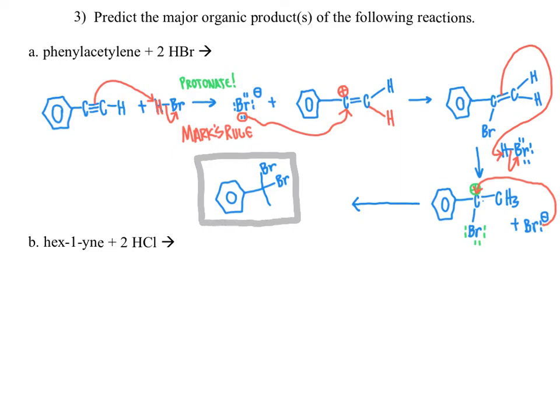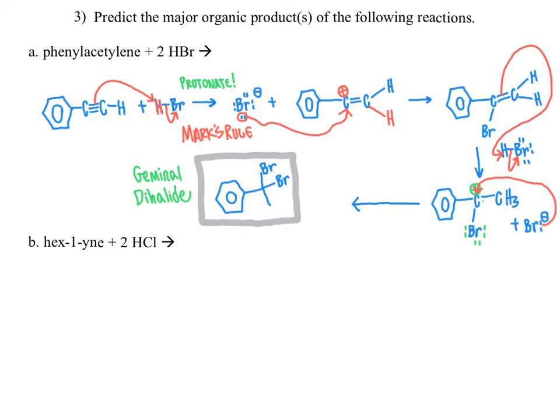be this geminal dihalide. We call it a geminal dihalide or a gem dihalide because geminal means that the two groups, the two halogens in this case, are bonded to the same carbon atom. Hence, geminal is the term that we use there to describe two groups that are bonded to the same carbon atom. So that's our major organic product there.